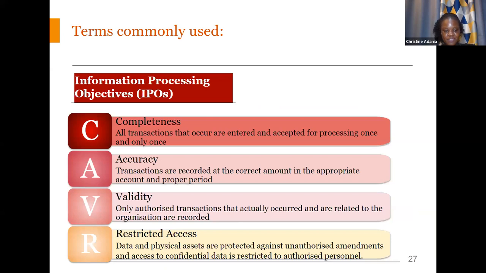I like to call them caviar, but they clearly don't spell out caviar. So we have completeness, to ensure that all transactions that have occurred are accepted and entered only once. You don't have duplicates, you don't have omissions. So that's the aspect of completeness. Accuracy is recorded in the correct amount, in an appropriate account, in a proper period.